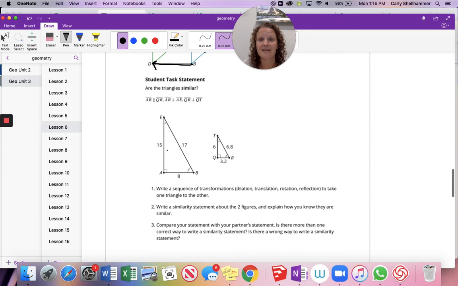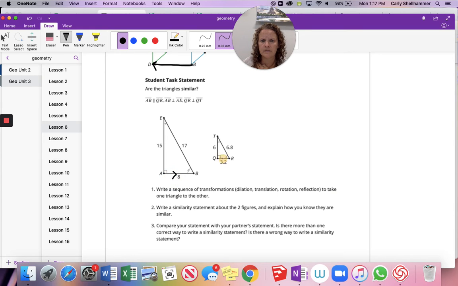So let's look at this one. Are the triangles similar? We know that AB is parallel to QR, and AB is perpendicular to AD, and QR is perpendicular to QT. So I have parallel lines and perpendicular lines. And it looks like angle B is the same measure as angle R, and angle E is the same measure as angle T. So write a sequence of transformations to take one triangle to another.